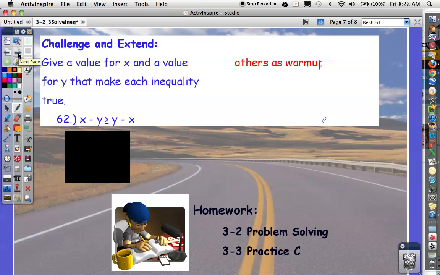All right, there's a couple more challenge and extend problems. Give it a shot on these, see if you can come up with something. For the last one, for 69, you actually already graphed it on the warm-up in your note guide. All right, good luck with your exit ticket.